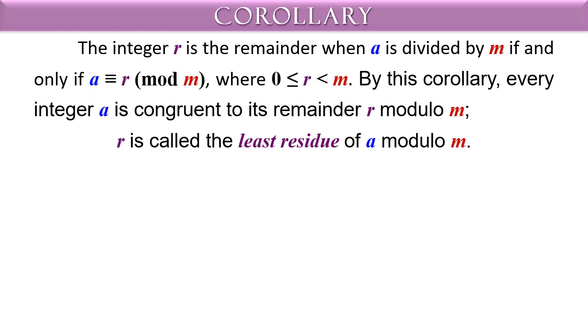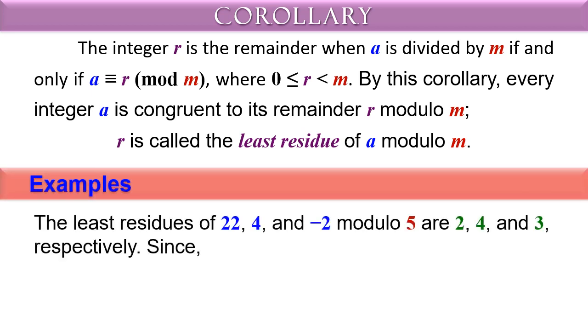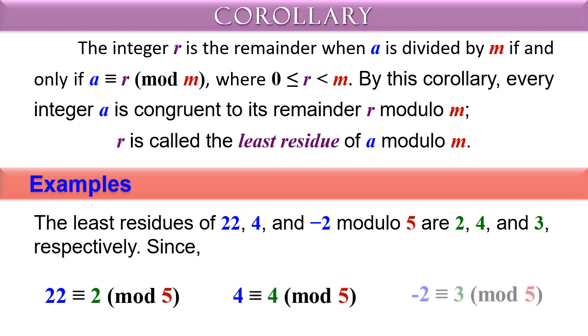To elaborate on this, let's have some examples. The least residues of 22, 4, and negative 2 modulo 5 are 2, 4, and 3 respectively, since 22 is congruent to 2 mod 5, 4 is congruent to 4 mod 5, and negative 2 is congruent to 3 mod 5. 2, 4, and 3 are called the least residues since these are the smallest integers that will be the remainder when 22, 4, and negative 2 are divided by 5 respectively.